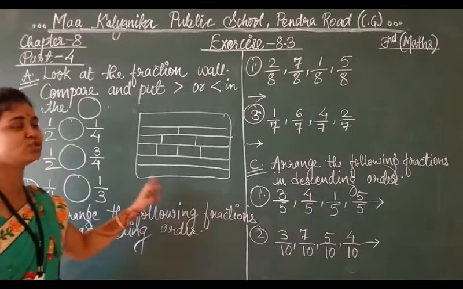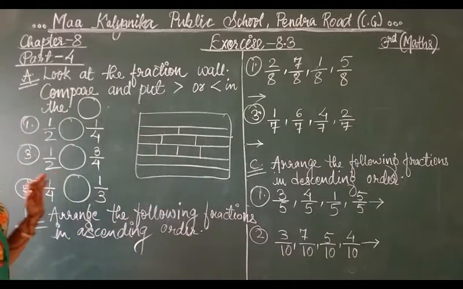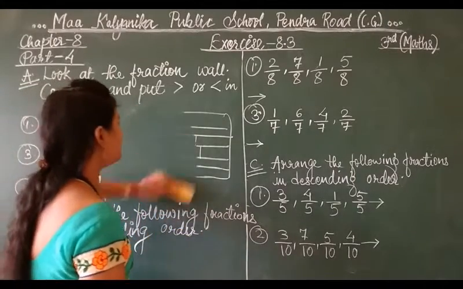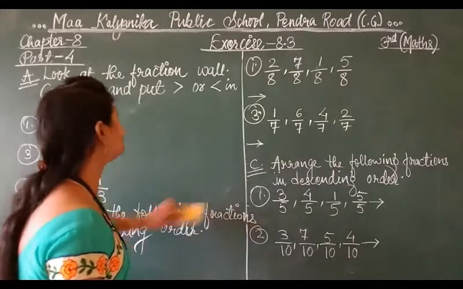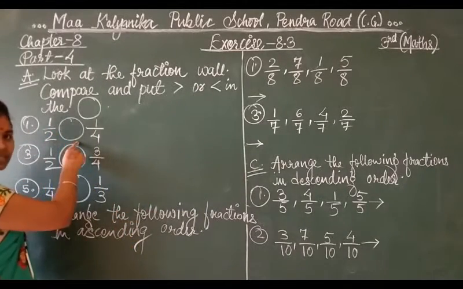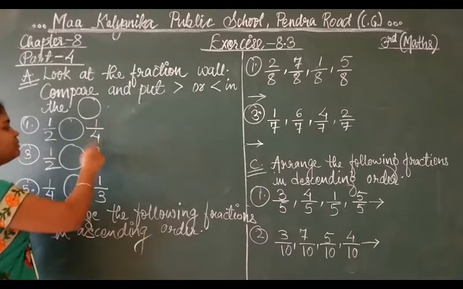So simply students, you have to go through that wall and then fill it. You can check that wall from your book. So let us start how to solve it. See students, 1 by 2 and the circle is given, a blank is given, you have to put a less than or greater than mark by 1 by 4.